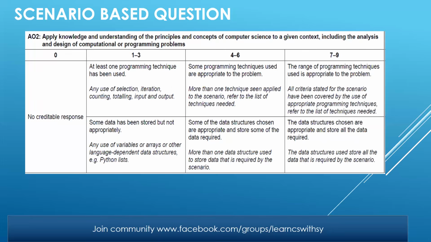Before we proceed to the actual question, a repetition of how you can score very easily in this 15-mark question. The very first thing is you need to analyze that your answer should be following these things. For example, your assessment objective 2: here you need to apply the knowledge and understanding of the principles and concepts of computer science to a given context, including the analysis and design of computational thinking or programming problems.